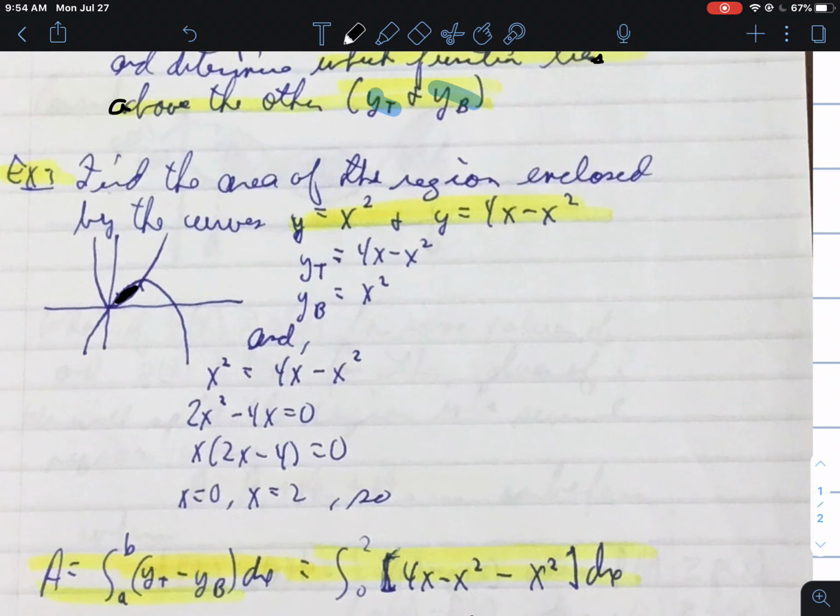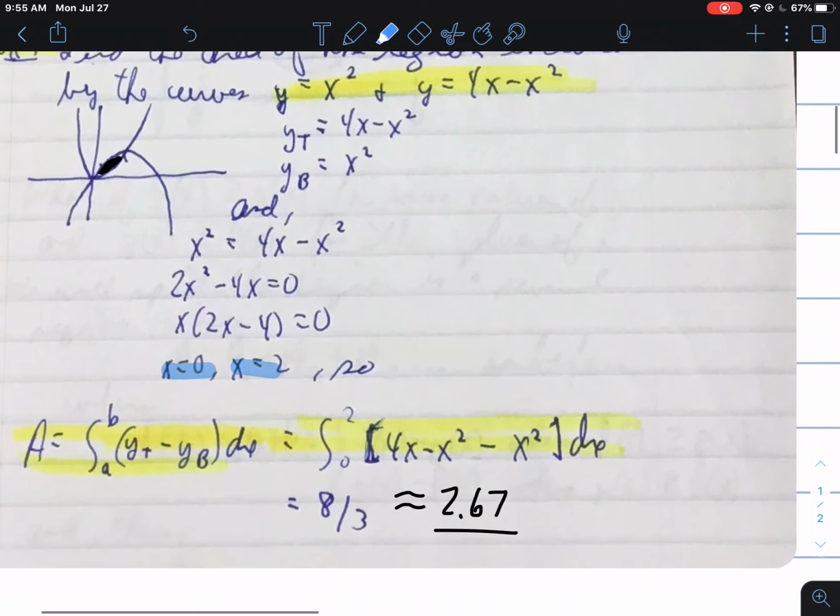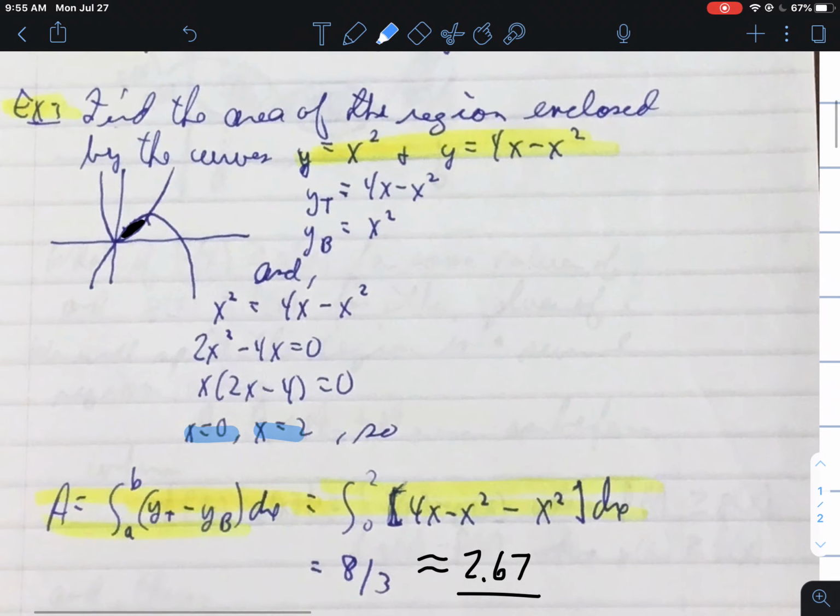All right, so whether you do it on the calculator or whether you do it algebraically, if that's not too difficult, in this case I do end up with points of intersection, x equals 0 and x equals 2. So then we'll set up our integral from a to b of our top function minus our bottom function as the integral from 0 to 2. We said our top function was 4x minus x squared, and our bottom function was x squared. So here's our integral from 0 to 2 of 4x minus x squared minus x squared.